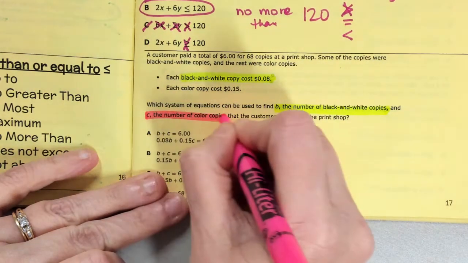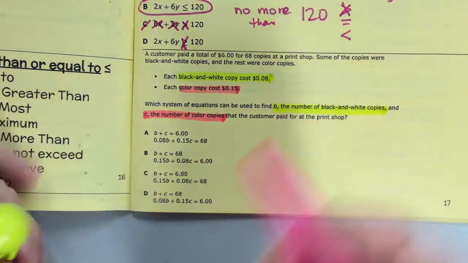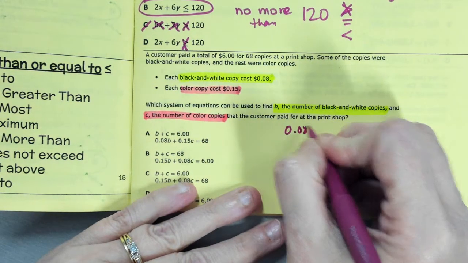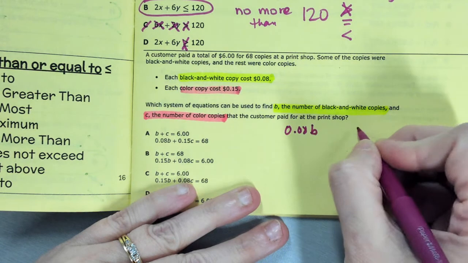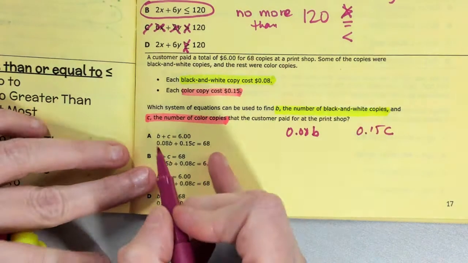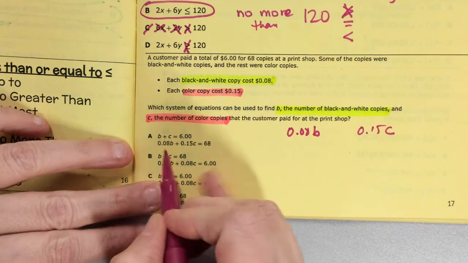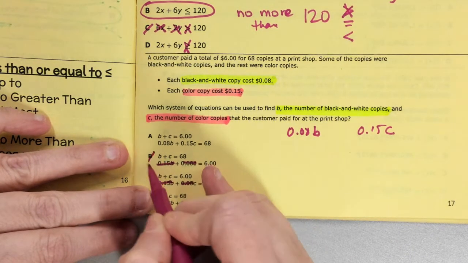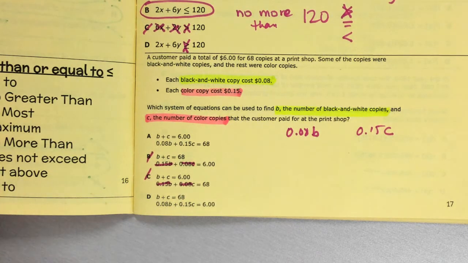I look for the variables. Color copies are 15 cents. So that means 0.08 goes with B, and 0.15 goes with C. So let's look and see if that gets us anything. 8B. Oh, there we go. That's out. That's out. Okay, great. I eliminated 2 answers.